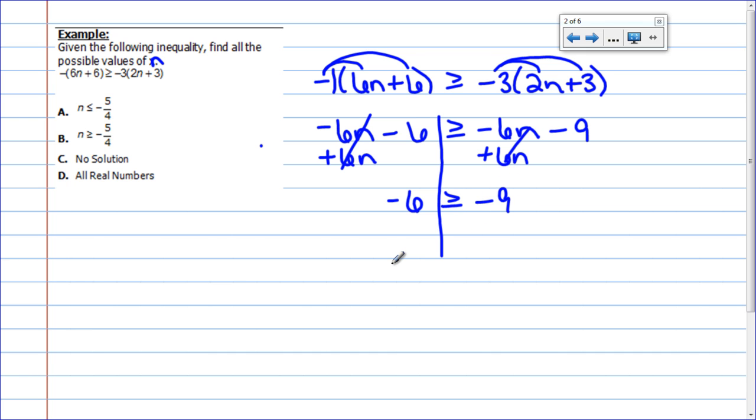And if you think about that statement and the numbers that are in it, -6 is greater than or equal to -9. Is it true or not? Well, it is. This is a true statement because -6 is greater than -9. Since my variables all canceled out and what is remaining is a true statement, that tells me that my solution will be all real numbers.